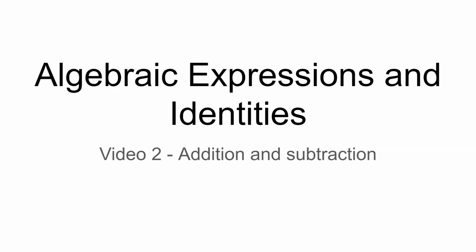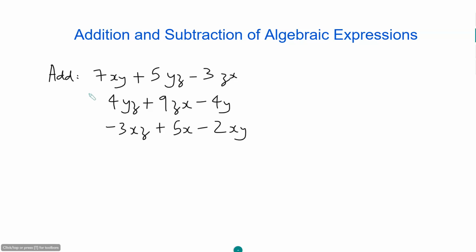Now we are going to look at addition and subtraction of algebraic expressions. Let's learn this by doing an example. We have three algebraic expressions here: 7xy plus 5z minus 3zx, 4yz plus 9zx minus 4y, and minus 3xz plus 5x minus 2xy. These are your three expressions and you need to add them.